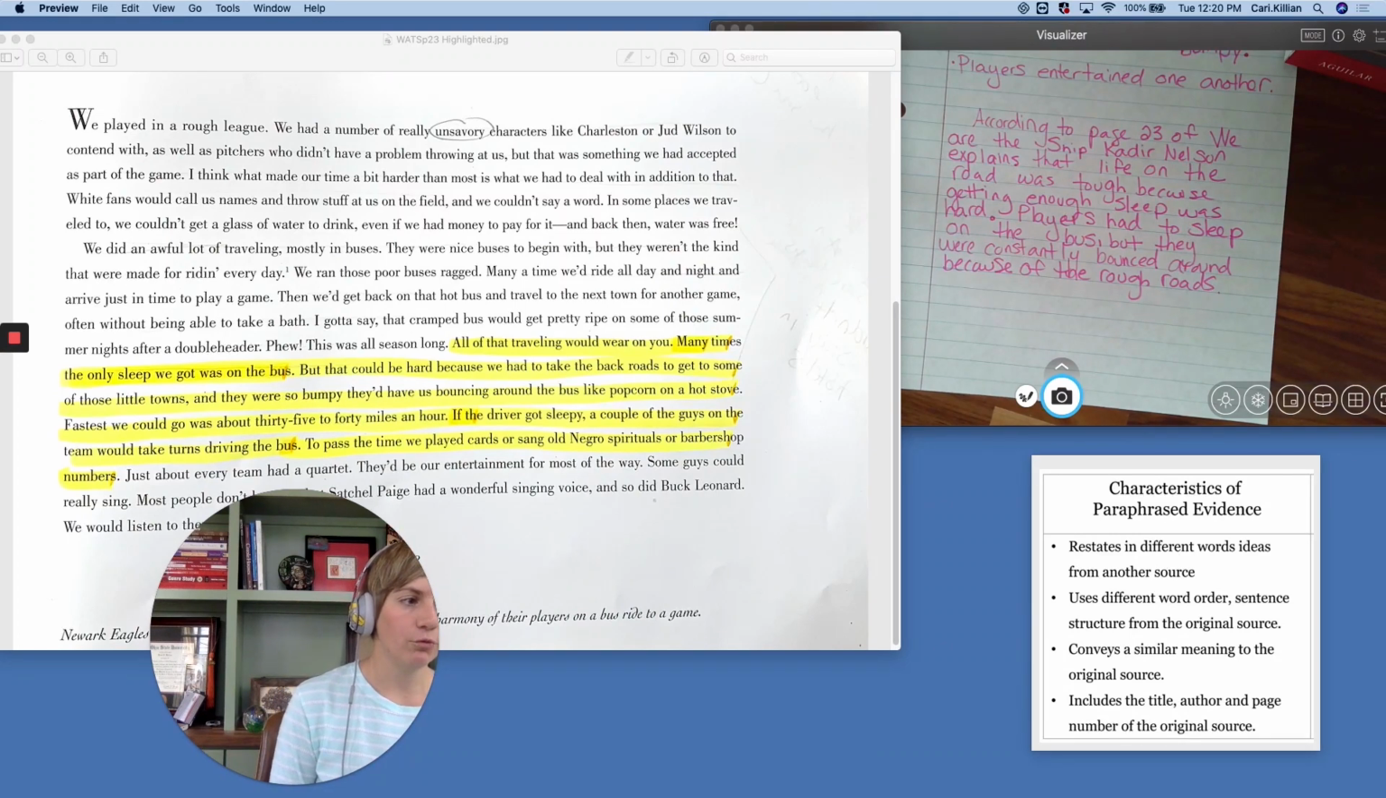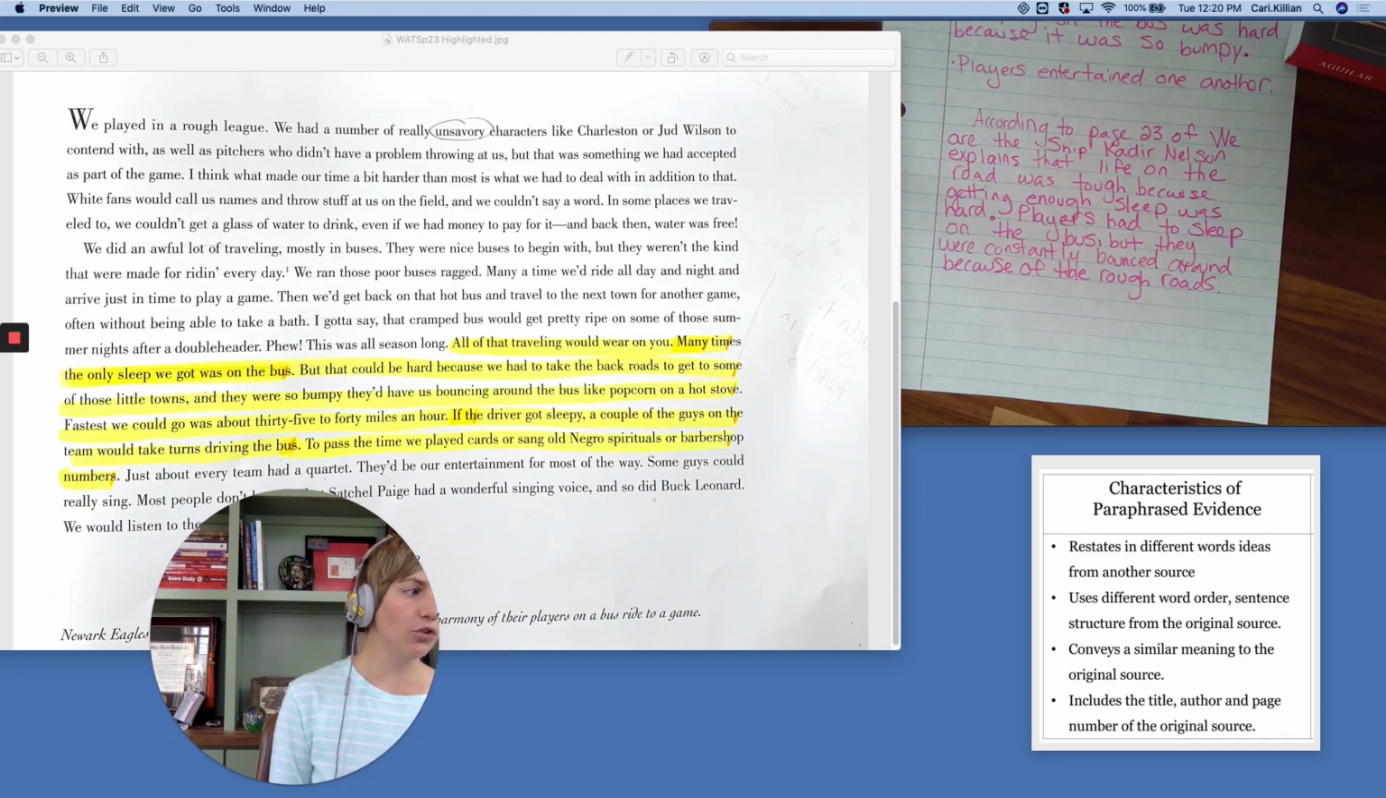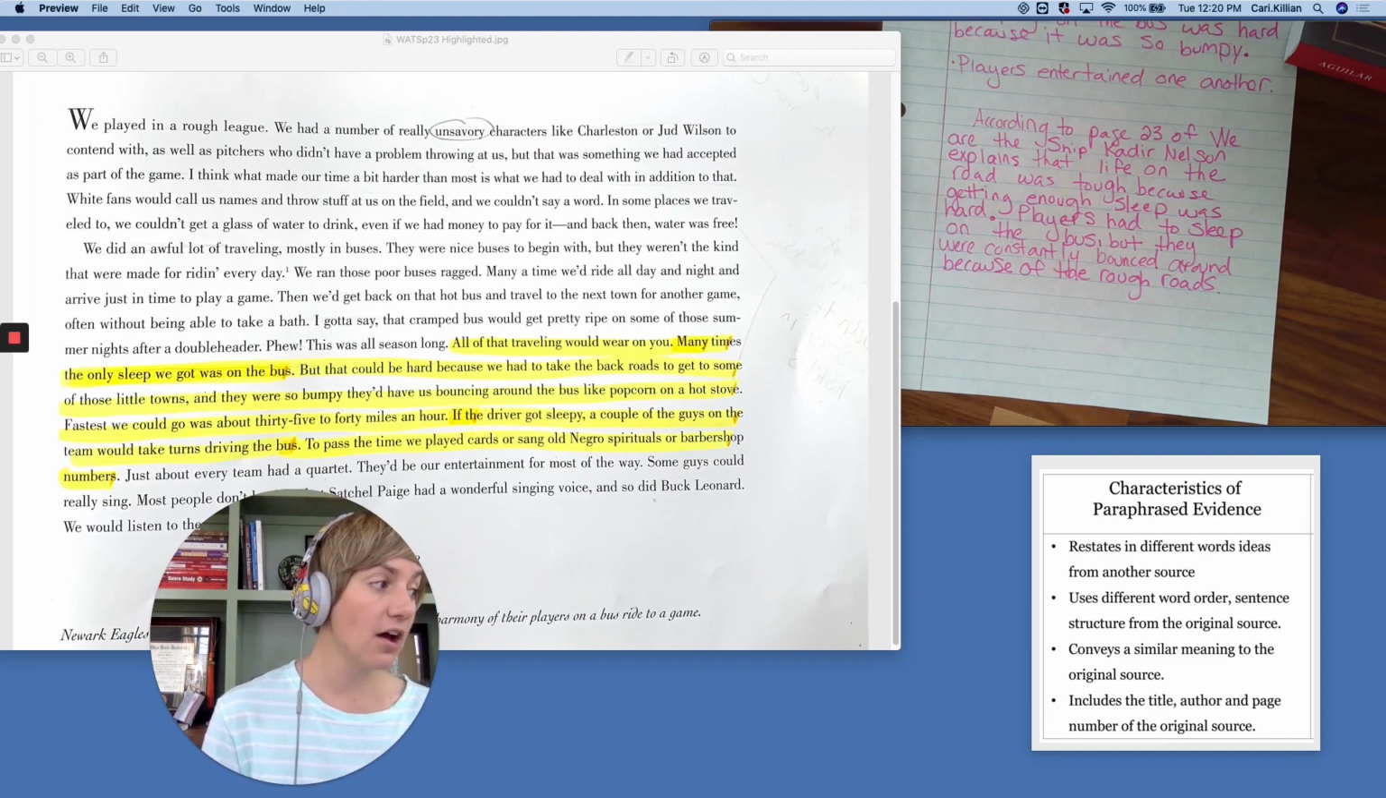All of that traveling would wear on you. Many times, the only sleep we got was on the bus. But that could be hard because we had to take the back roads to get to some of those little towns. And they were so bumpy, they'd have us bouncing around the bus like popcorn on a hot stove. Fastest we could go was about 35 to 40 miles an hour. If the driver got sleepy, a couple of the guys on the team would take turns driving the bus. To pass the time, we played cards or sang old Negro spirituals or barbershop numbers.